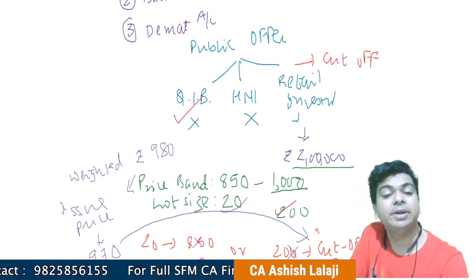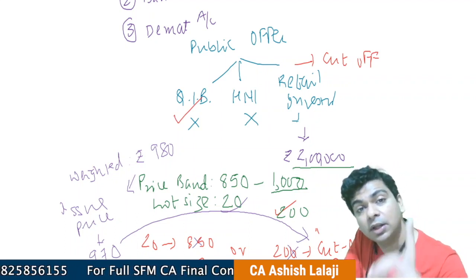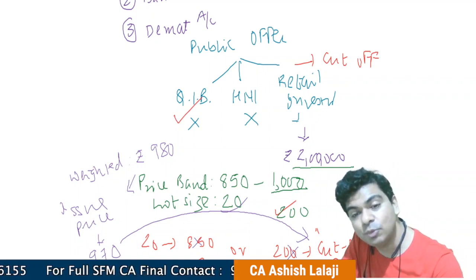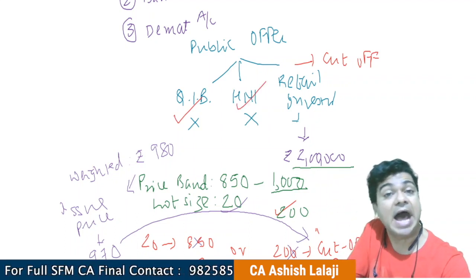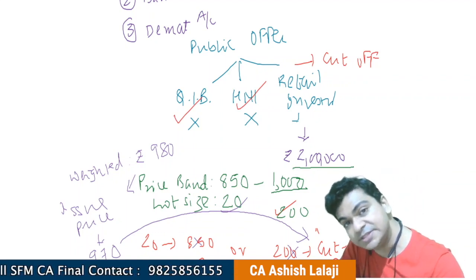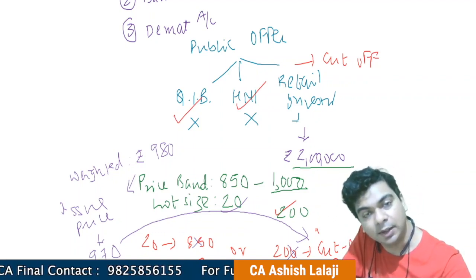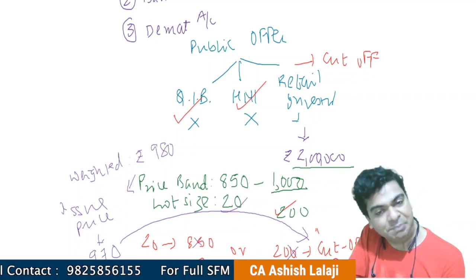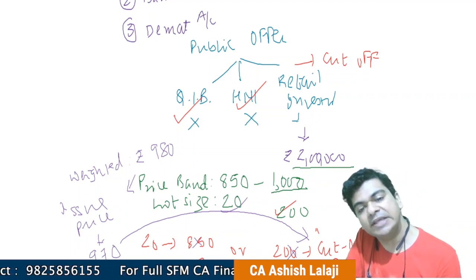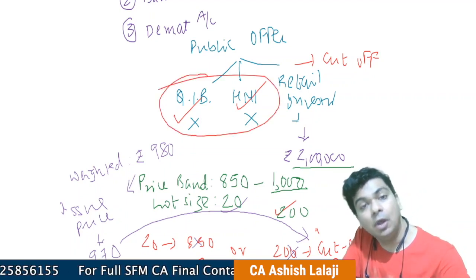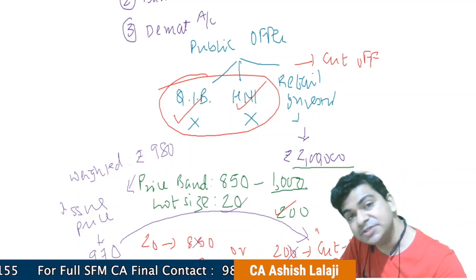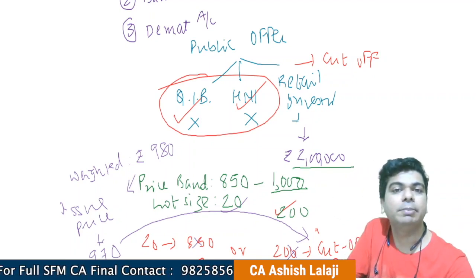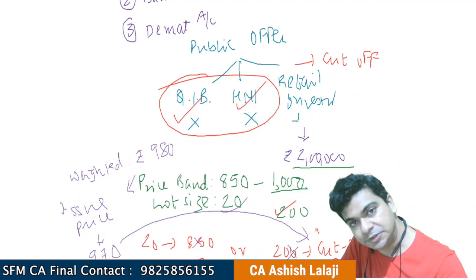Qualified institutional bidders have to mention what is the price at which they are ready to buy the share. Similarly, high net worth individuals also have to say at what price they are ready to pay. So the cutoff price or the final issue price will be decided on the basis of the bids that the company has received from qualified institutional bidders and high net worth individuals.